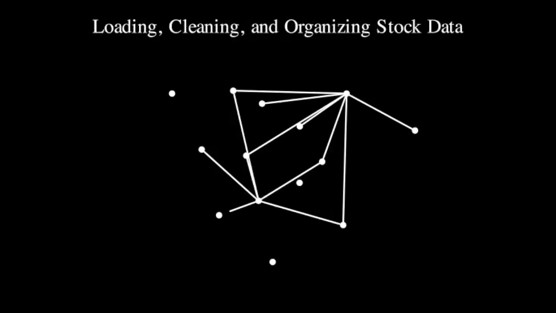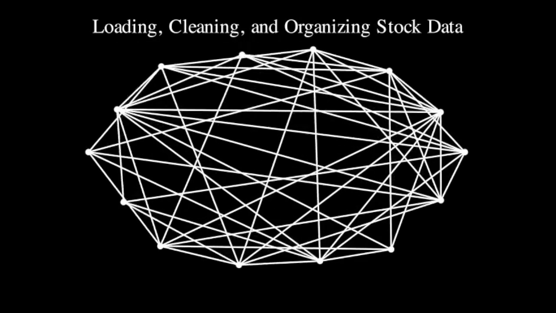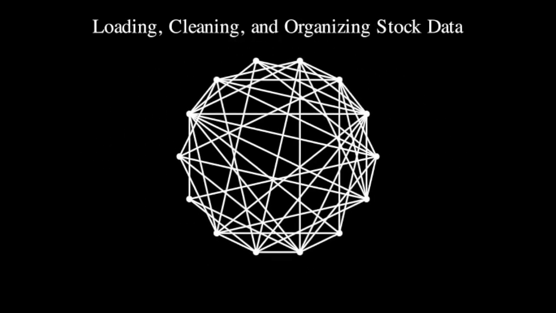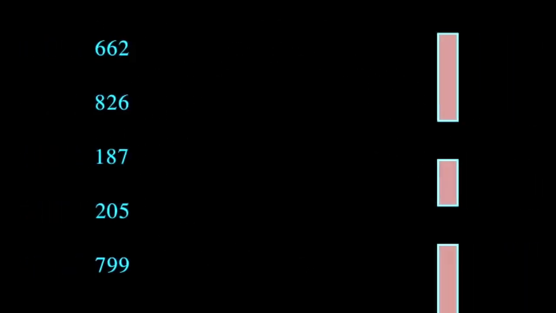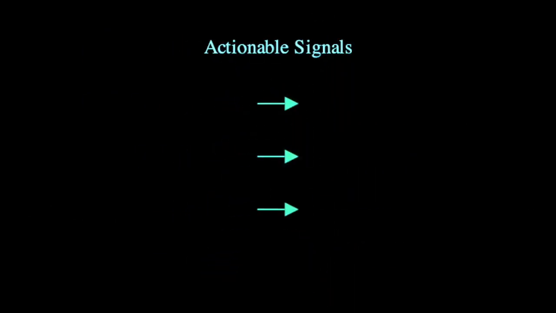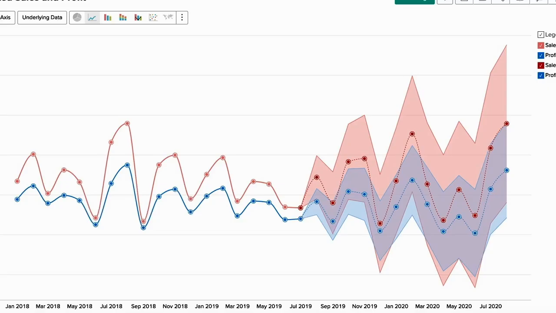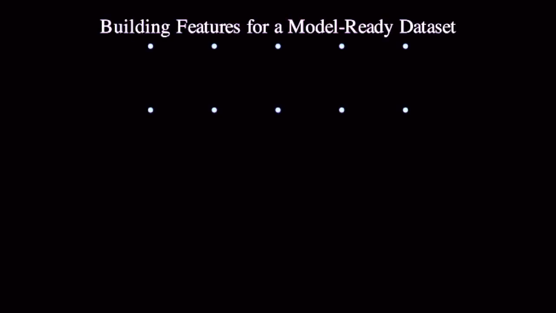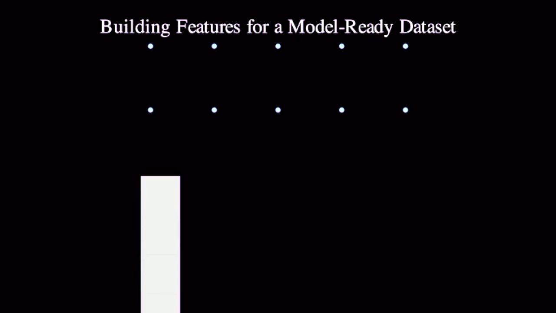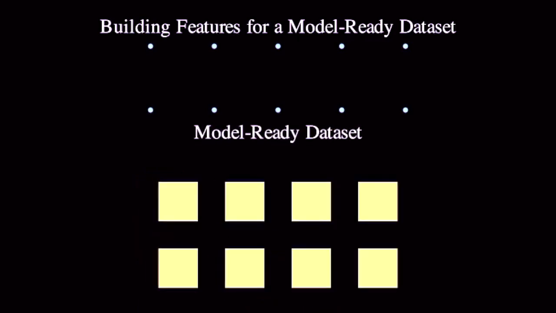We'll start by walking through the process of loading, cleaning, and organizing a massive dataset of stock prices. You'll see how historical stock data, combined with financial metrics, can be transformed into actionable signals. We're not just talking about simple adjustments like filling missing data, but creating lagged returns and future targets that can help predict the next big move in the market. Each feature we build brings us one step closer to turning raw information into a model-ready dataset.